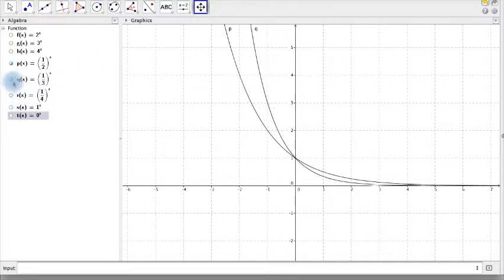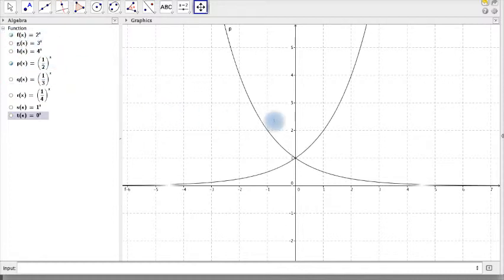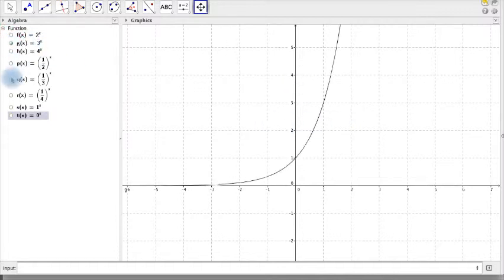So if we only have a half to the power x and 2 to the x, you see that these are sort of reflections of each other across the y-axis. And similarly, if we have 3 to the x and a third to the x, those are also reflections of each other.